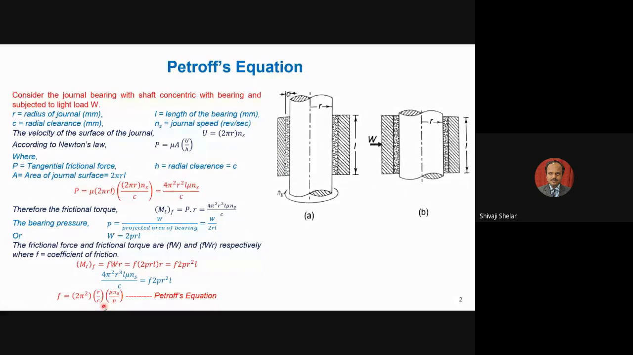This question was asked by one student in the last two sessions: is there any effect of the clearance on the selection of bearing? Yes, there is an effect. If the minimum prescribed clearance is not there, then the coefficient of friction value will be very high. He was asking about interference fit. In the case of a journal bearing, there is no interference fit.